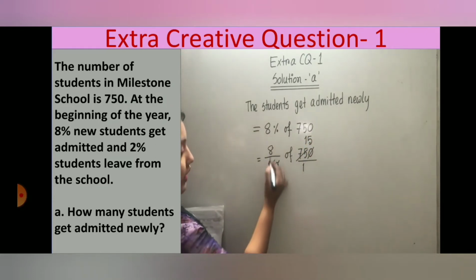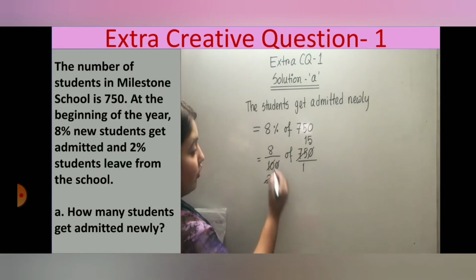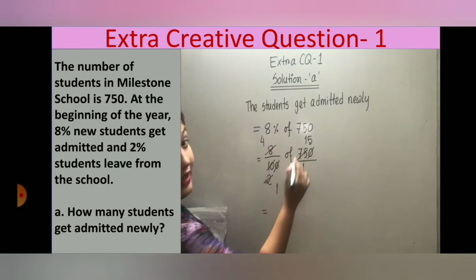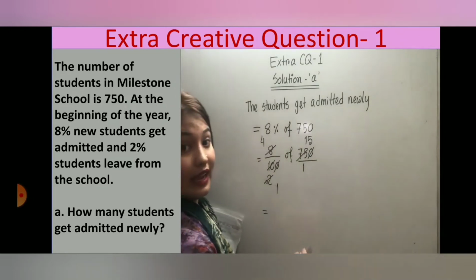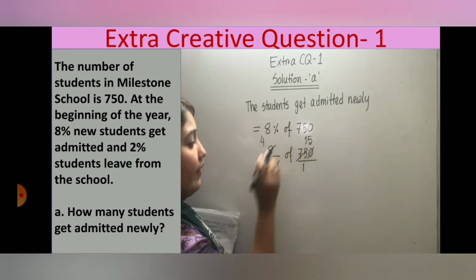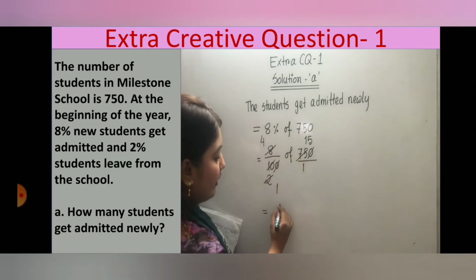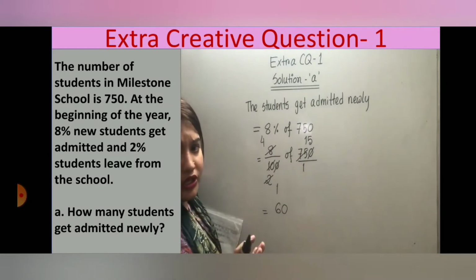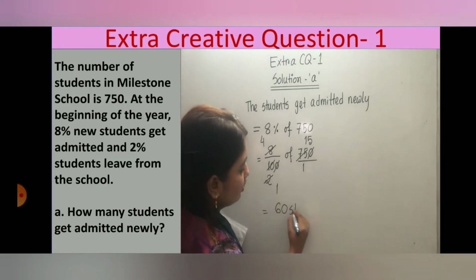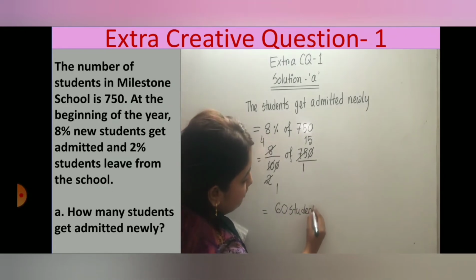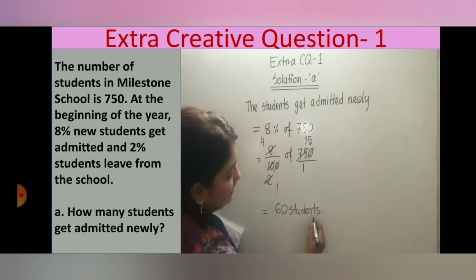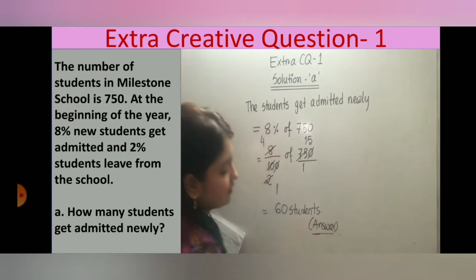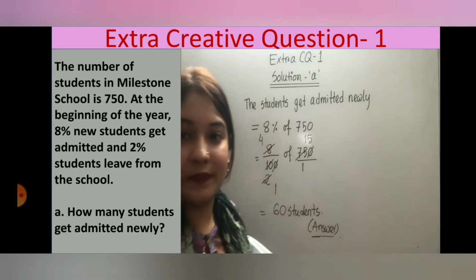Again we can reduce 2 and 8. 2 1 times is 2 and 2 4 times is 8. So we can see that in the numerator there is 4 and 15. So if you multiply 4 and 15, it is 60. And in the denominator there is 1, so no need to write 1. It is 60 students who get admitted newly. This is the answer. Did you understand it, students? Okay.